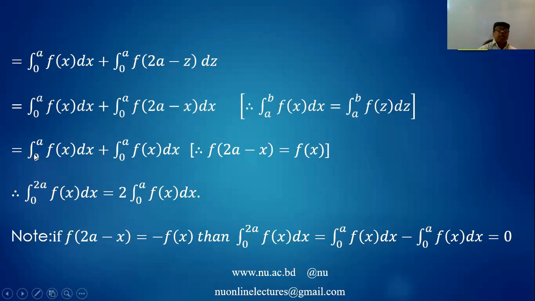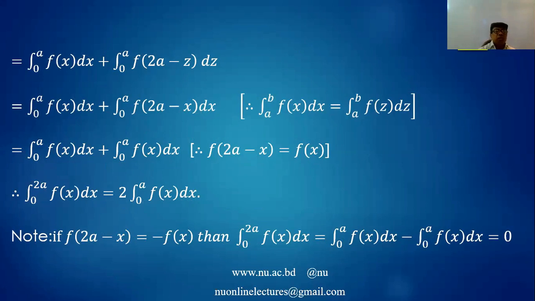Now integration 0 to a f of x dx plus integration 0 to a f of x dx, because we know f of twice a minus x equals f of x. So here, twice a minus x can be replaced by x, giving f of x dx. Therefore integration 0 to twice a f of x dx equals 2 times integration 0 to a f of x dx.